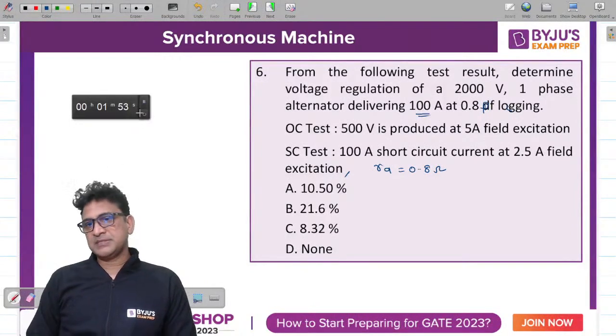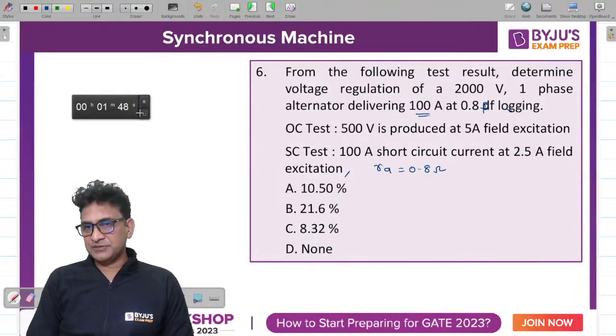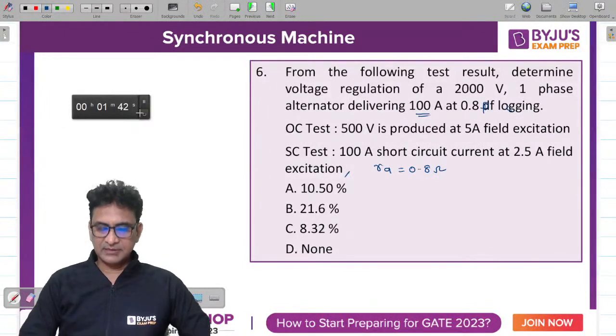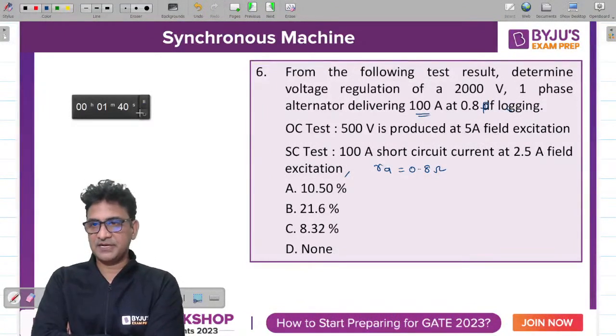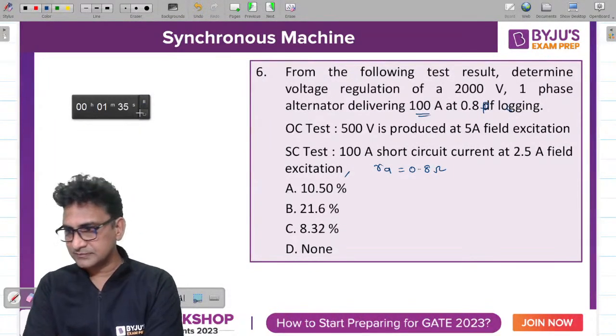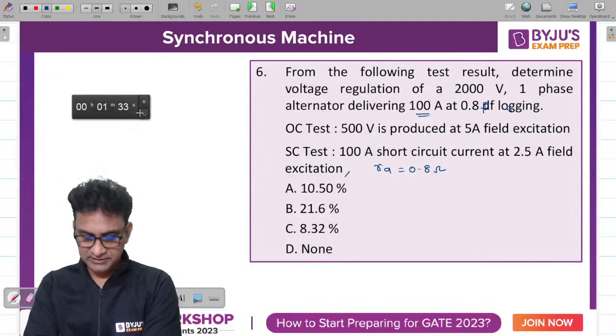By using the open circuit test and the short circuit test data, just find out the value of synchronous impedance. Synchronous impedance, you know, RA is known. Find out the value of XS. Then by using RA and XS, find out the value of voltage regulation. B, 21.6%.